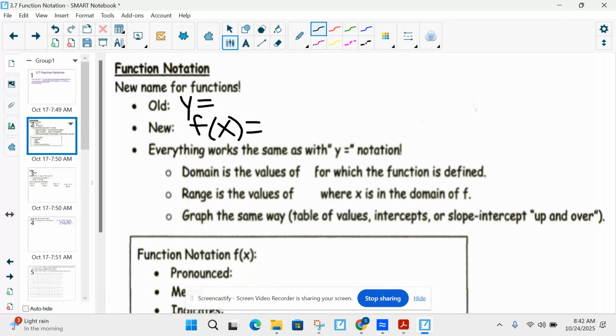Everything works the same with y equals notation. So the domain is the values of x for which the function is defined, and the range is the values of f of x. So range is f of x and domain is x.